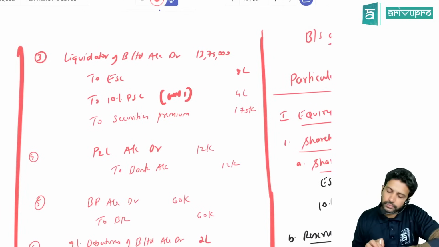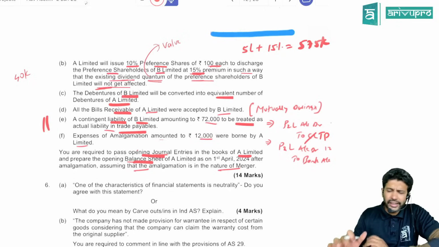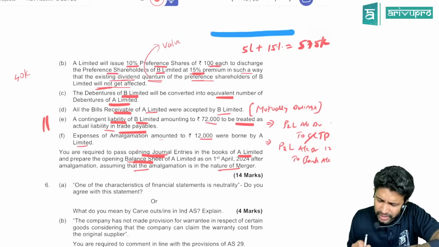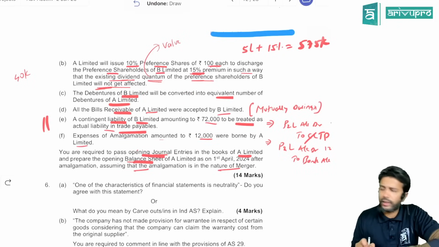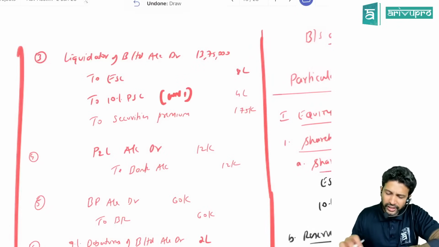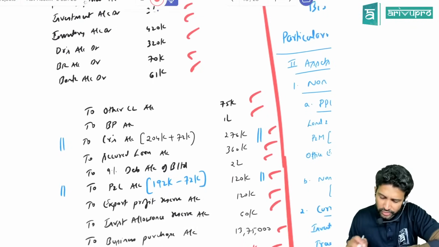Done? Then these are your normal entries. Then you'll have to check if any extra entries came. Debentures of B Limited will be converted into debentures of A Limited. What entry will you pass? Here anyway you have credited debentures of B Limited.